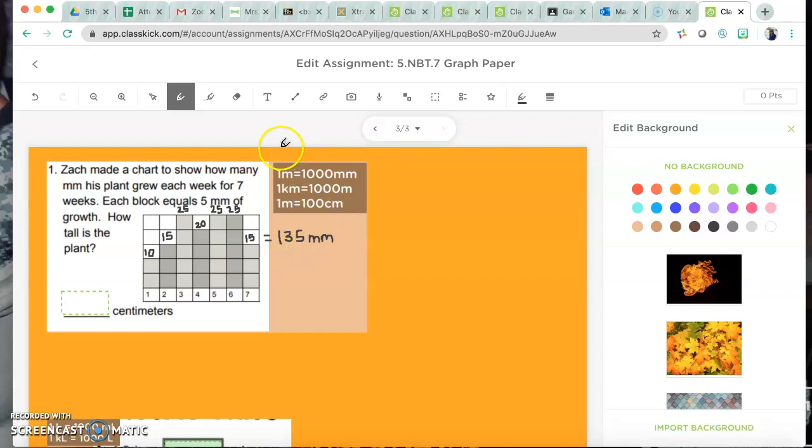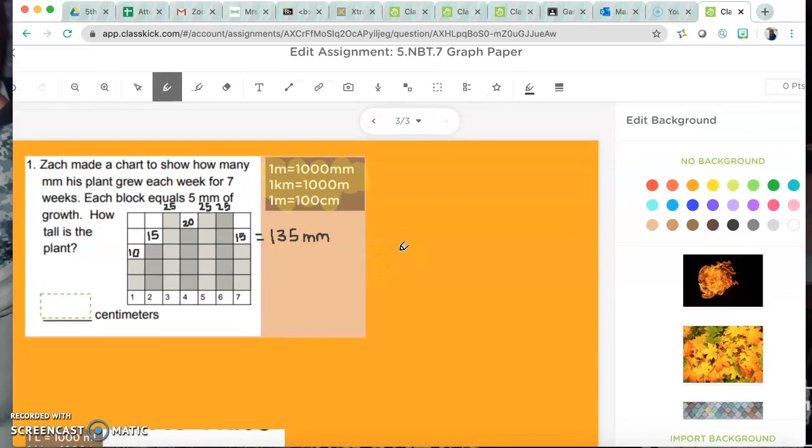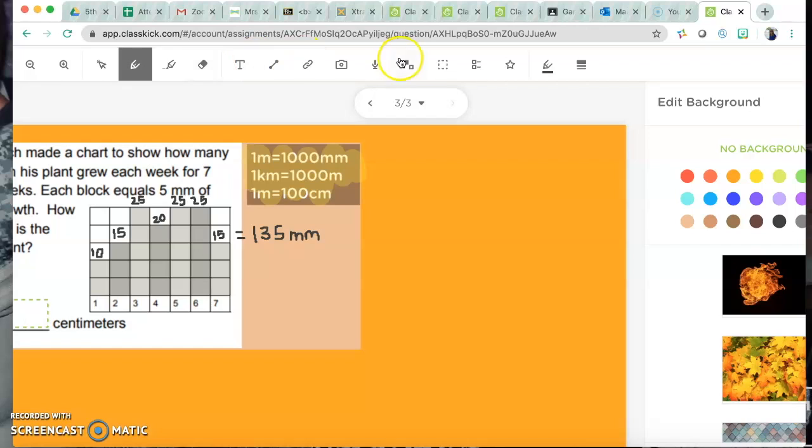But if you look at your conversions right here, none of them have the option to go from millimeters to centimeters. You can go from meters to centimeters. So that means we've got to do a little bit of a two-step conversion. So I'm going to show you how I like to do it.